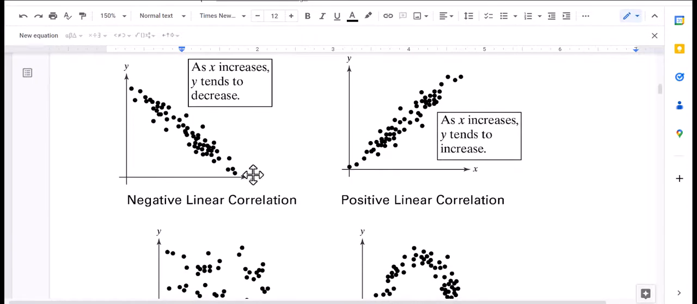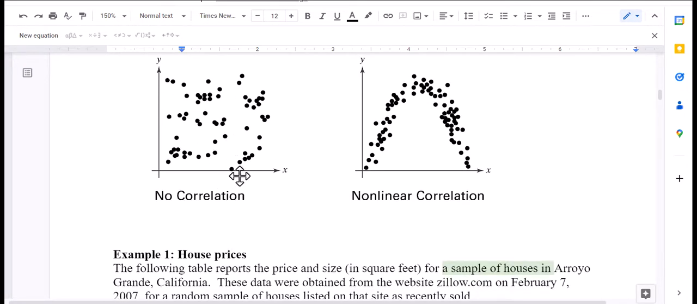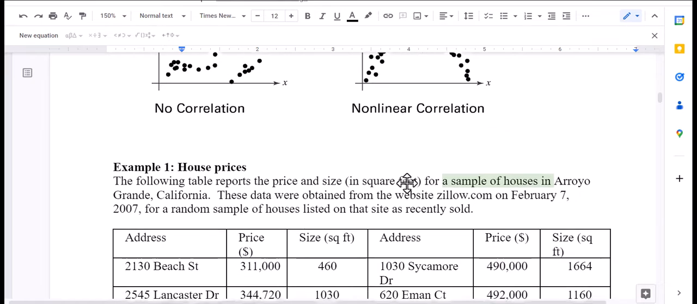These were just some examples. This one indicates a negative correlation, right? As the x variable, the independent variable, increases, the y variable, the dependent variable, is decreasing. In a positive linear correlation, they're both increasing. With no correlation, we should see the value of r be really close to 0. And this is a nonlinear correlation.